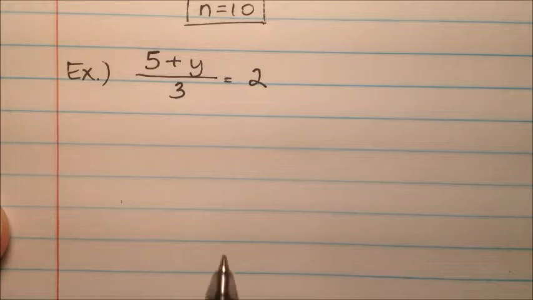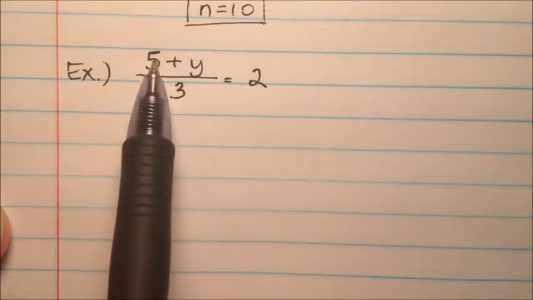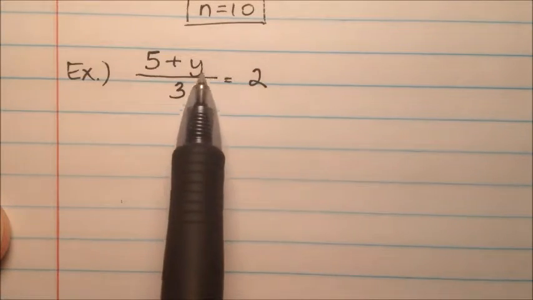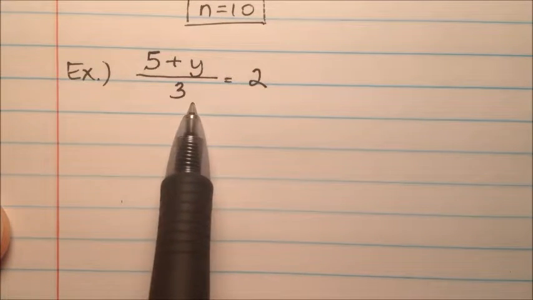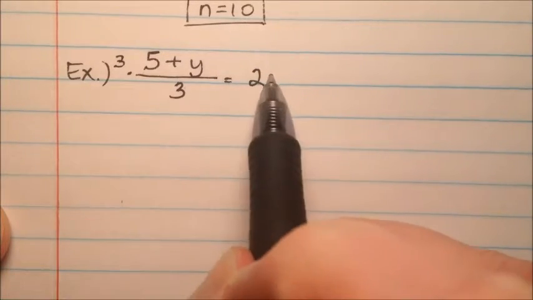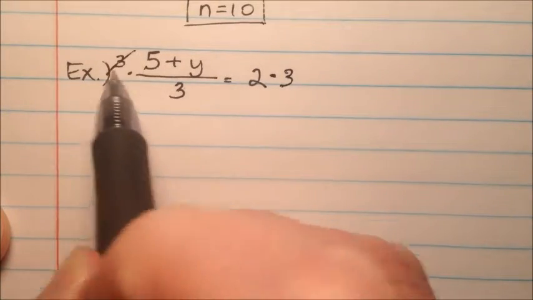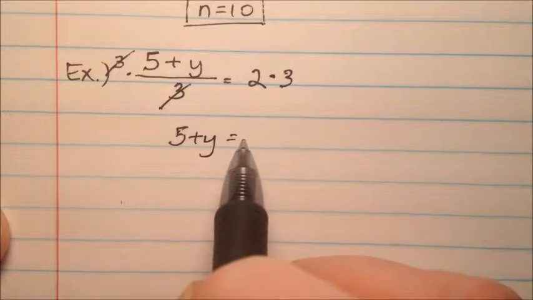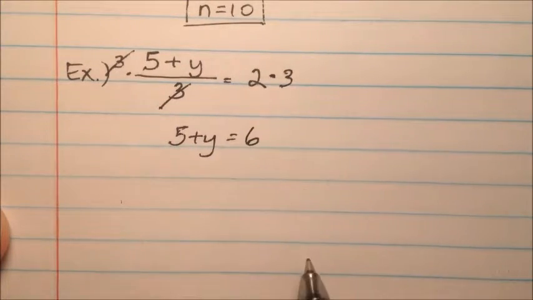In our second example, I have the quantity 5 plus y, and that's being divided by 3, and then equals 2. So since I have this fraction over here, the first thing I want to do is try to eliminate it. So since the denominator is 3, I'm going to multiply both sides by 3. These 3's will cancel, and I'm left with just 5 plus y, and then 2 times 3 is 6.